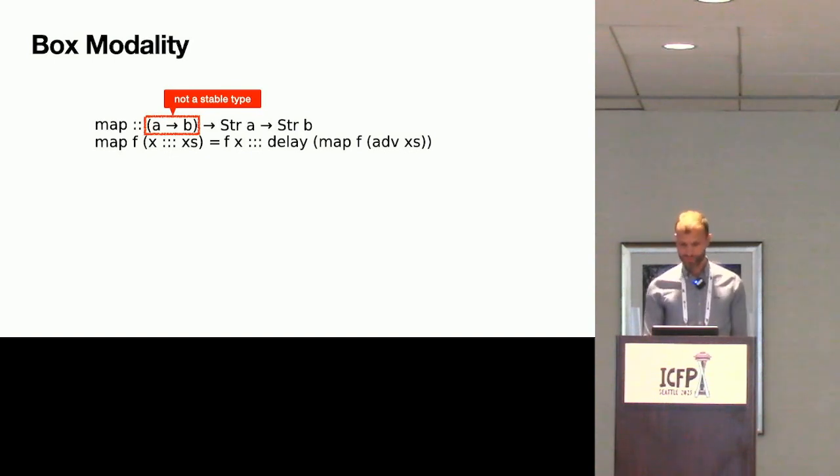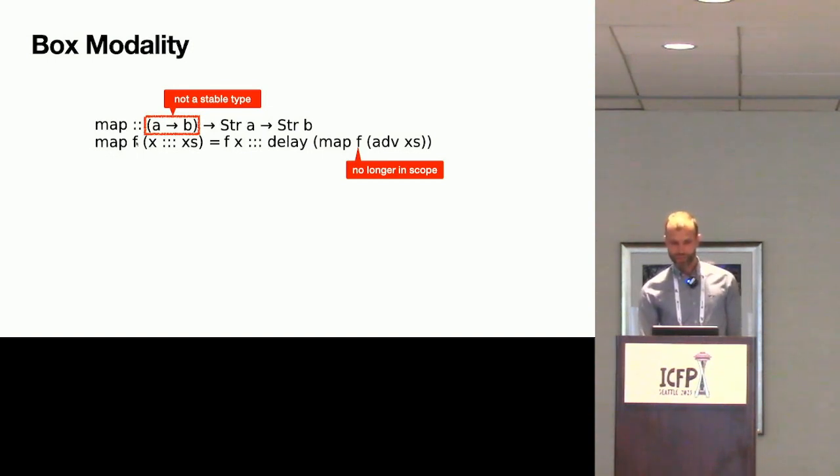Now the problem is, our f here is of a non-stable type, well, we can't use it over here because it's in the future, right? It's underneath a delay, right? So there's a tick between the occurrence of f when it is bound and f when it is used. So time has passed, so we're not allowed to use it.